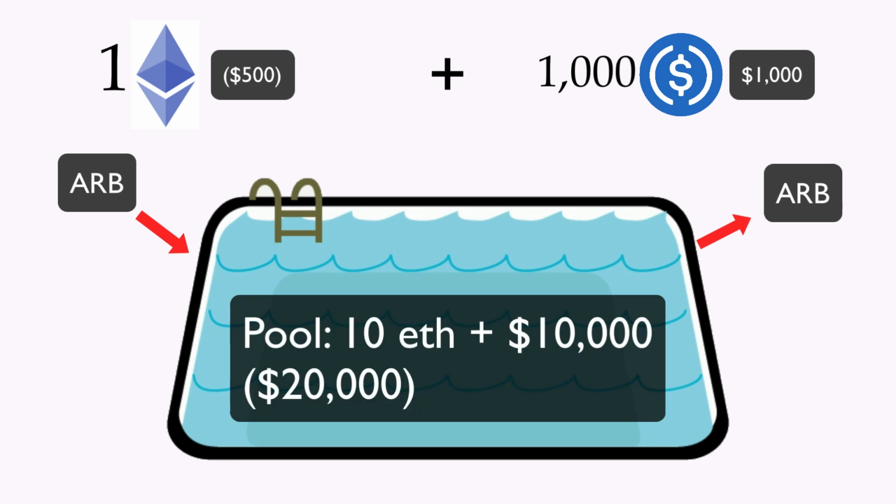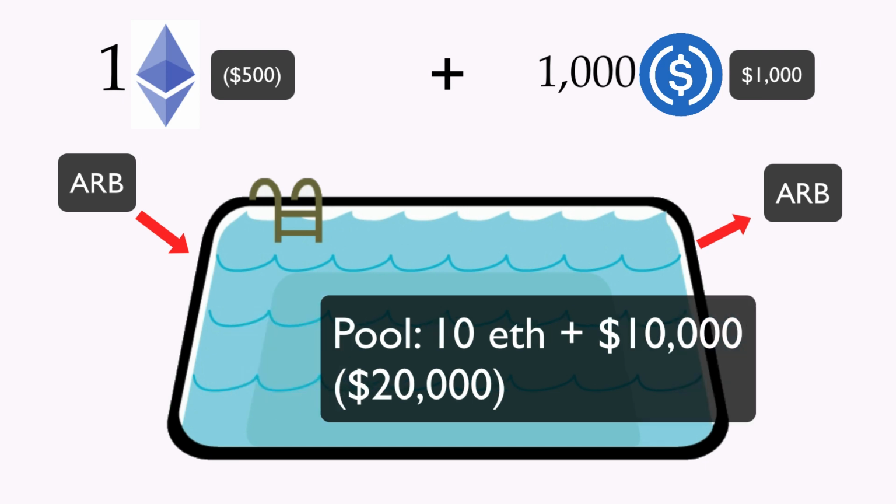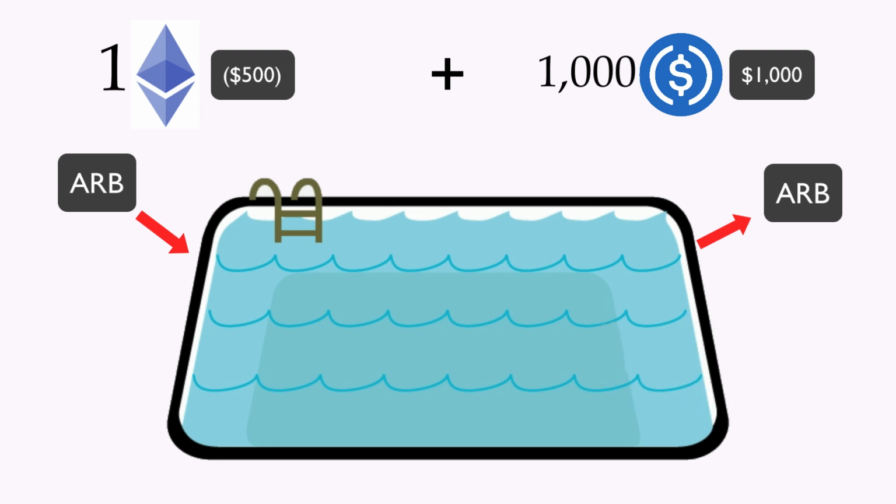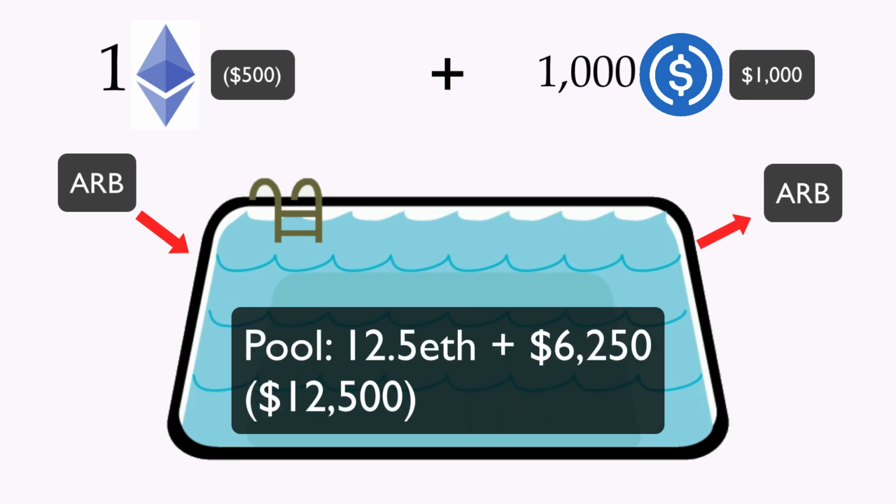Originally the pool had $20,000, which was 10 ETH and $10,000 USDC. But this has changed because the price of ETH went down by 50%. So now the pool will have 12.5 ETH and $6,250 worth of USDC. So my 10% of the pool is now 1.25 ETH and $625.